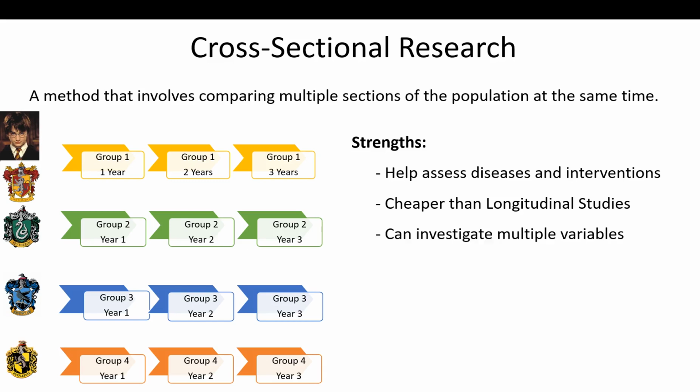Cross-sectional studies are also correlational, meaning that researchers are able to show that there is a pattern or relationship between two things, but are unable to determine a cause for something.